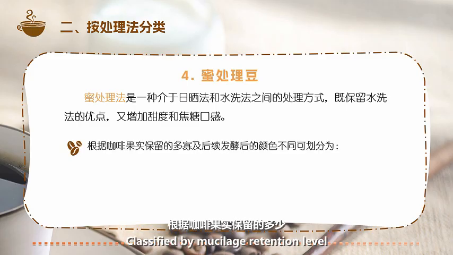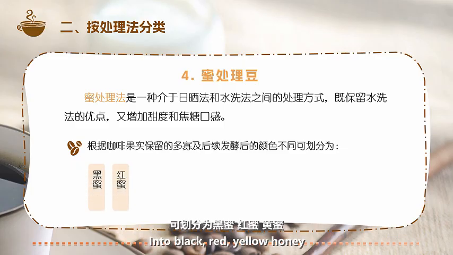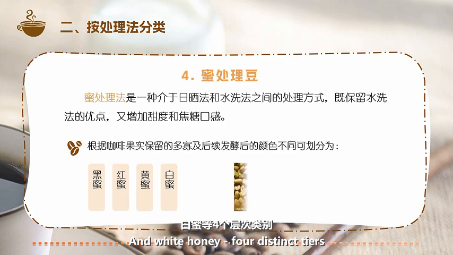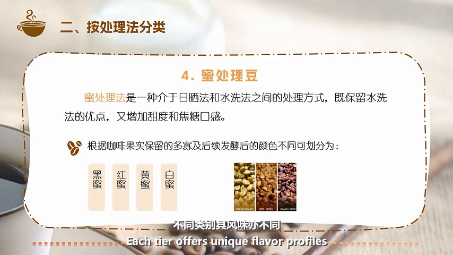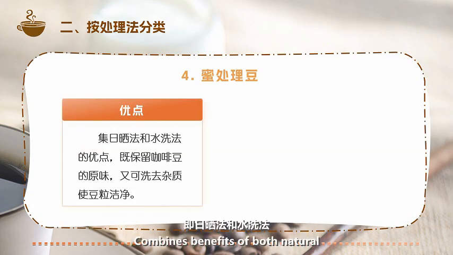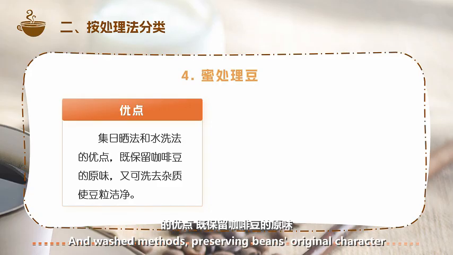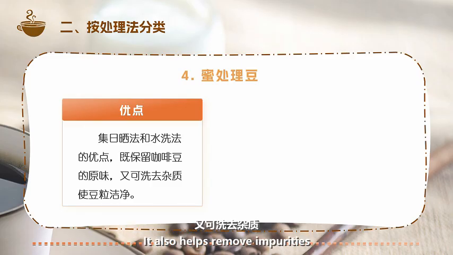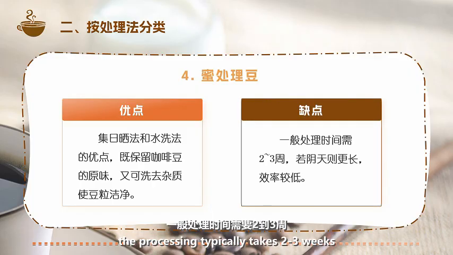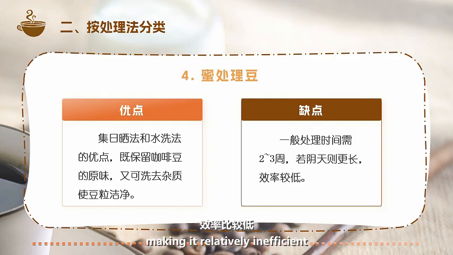Classified by mucilage retention level and post-fermentation coloration into black, red, yellow honey, and white honey, 4 distinct tiers. Each tier offers unique flavor profiles. Honey processing combines benefits of both natural and washed methods, preserving beans' original character. It also helps remove impurities, allowing the beans to fully develop. Its disadvantage is the processing typically takes 2 to 3 weeks, or even longer in cloudy weather, making it relatively inefficient.